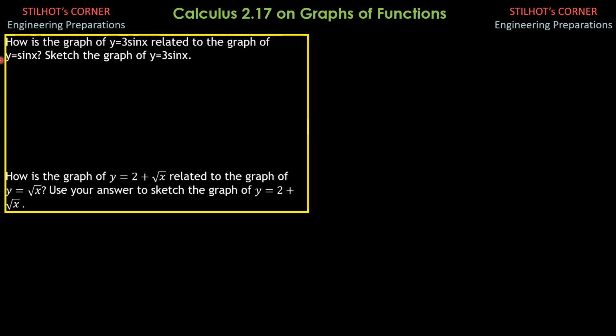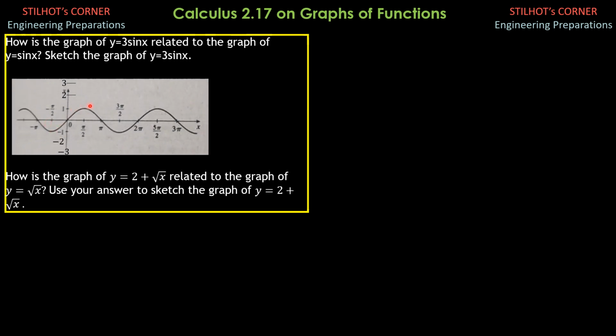So if you have our graph of sine x, you should be familiar with the graph of sine x. Sine of 0 is 0. Sine of pi over 2 is 1. Sine of negative pi over 2 is negative 1. Sine of pi is 0. Sine of negative pi is 0. So the graph looks like this for sine. Then all you have to do is stretch this vertically so that the maximum value reaches 3 and the minimum value reaches negative 3.